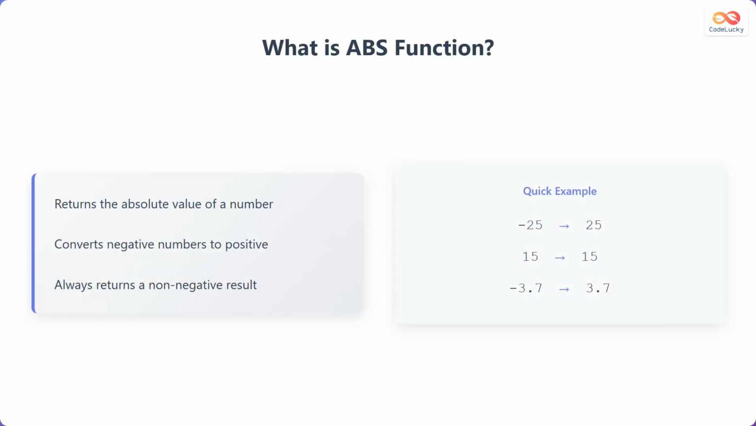The ABS function returns the absolute value of a number. Essentially, it converts negative numbers to positive. The ABS function always returns a non-negative result. For example, -25 becomes 25, 15 remains 15, and -3.7 becomes 3.7.